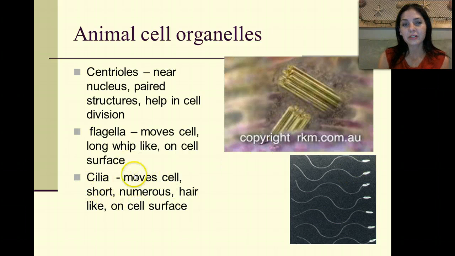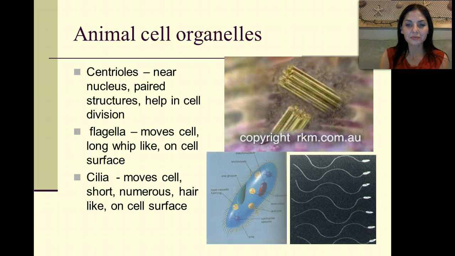Cells or animal cells can also have cilia. Cilia moves the cell, and they're these short little hairy structures on the surface of the cell that help it creepy crawly along the path. So here we have cilia.